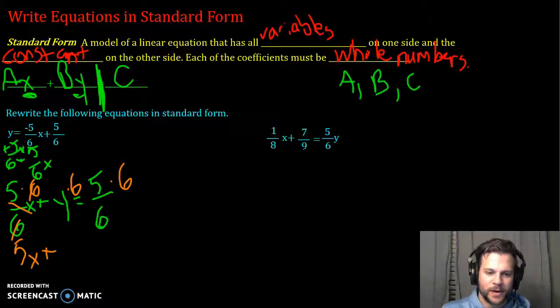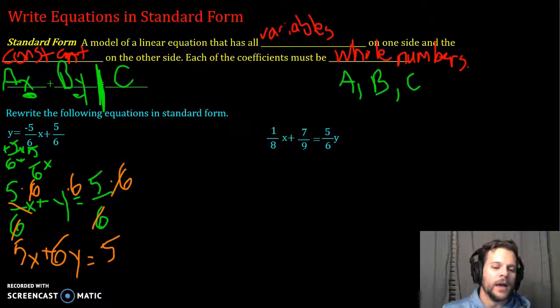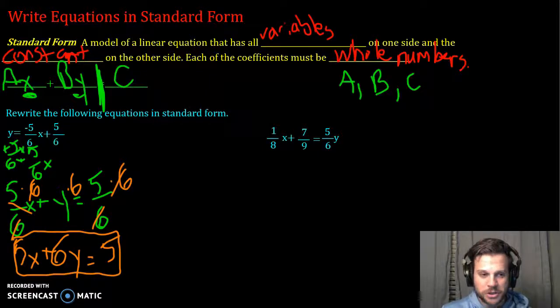Now 6 times y, or y times 6, is 6y. And then same thing over here. We have 6 on top, 6 on bottom. Those things cancel each other out, or it equals 1. And we are left with 5. Now this satisfies our condition for standard form. All of our variables are on the left. We have an x and a y. The number is on the right. And all of our coefficients are whole numbers. Once you satisfy both of those conditions, then your equation is written in standard form.